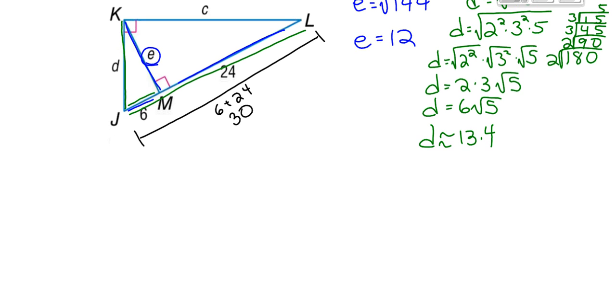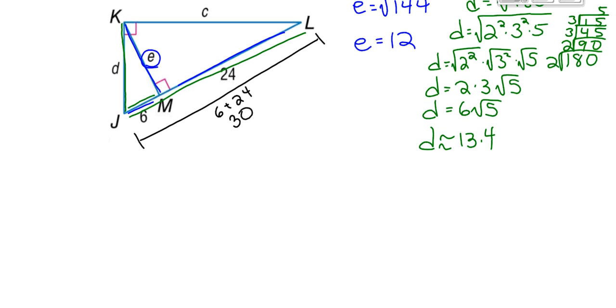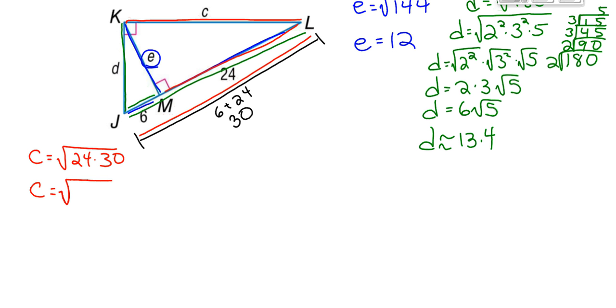I'm going to slide this down to see that last part I have to get, C. C is this leg, and that is the geometric mean of the piece of the hypotenuse close to it and that whole hypotenuse again. So C is equal to the square root of 24 times 30. C equals the square root of, well, 24 times 30 is 720.